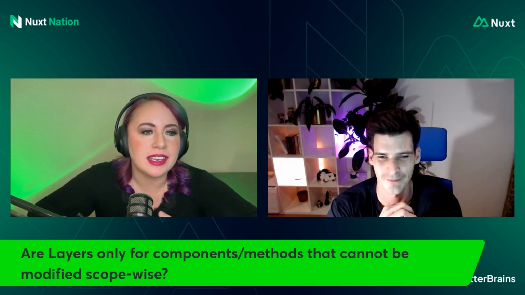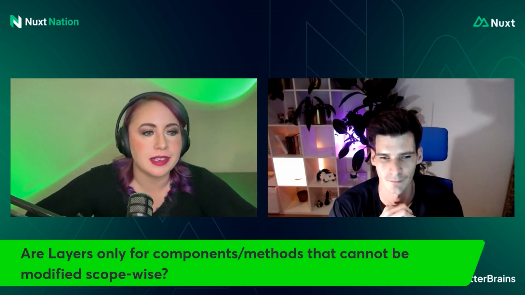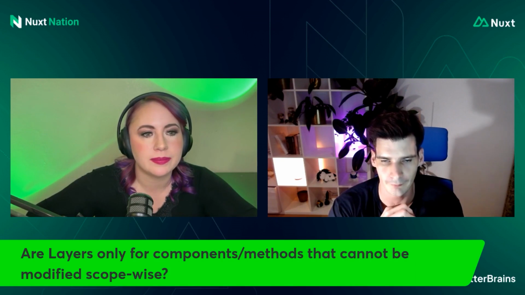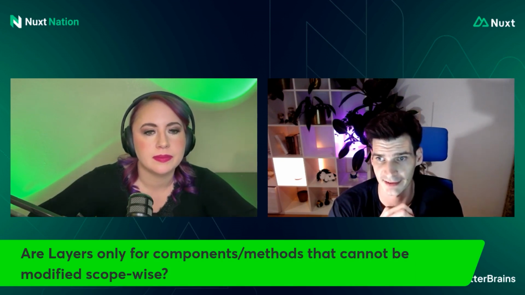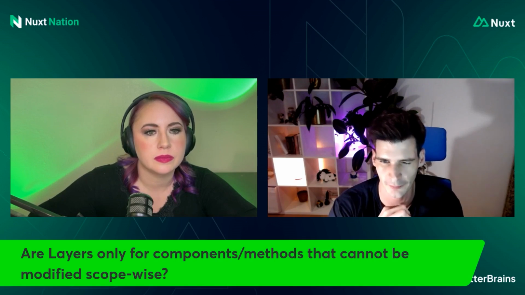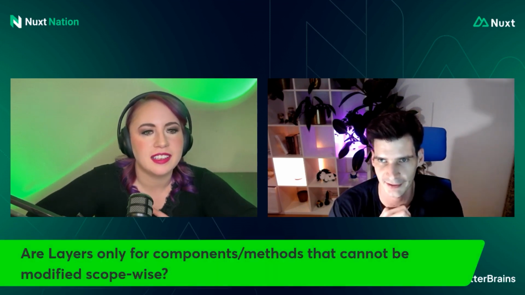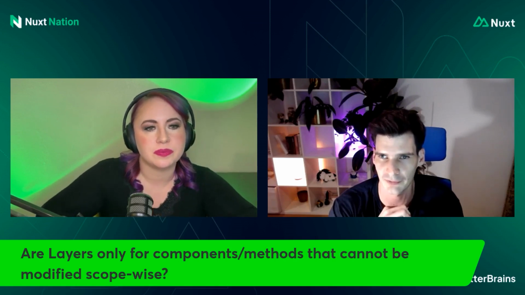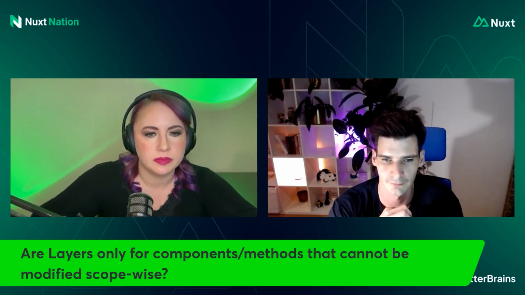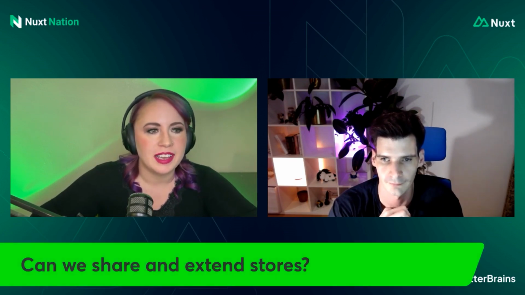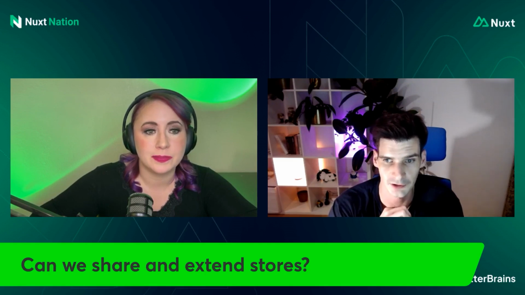Yes. Are layers only for components and methods that cannot be modified scope-wise? No, it's for all the directories that Nuxt is delivering. So you've seen like server APIs, but it will also work for pages, assets, literally anything in there. You could just think about this as a mechanism of file inheritance. Like any directory you will put there will be just overwritten in the layer. Got it. Thank you. Can we share and extend stores? Depending on what you mean by stores, I assume that you don't mean Pinia stores, or maybe you do.